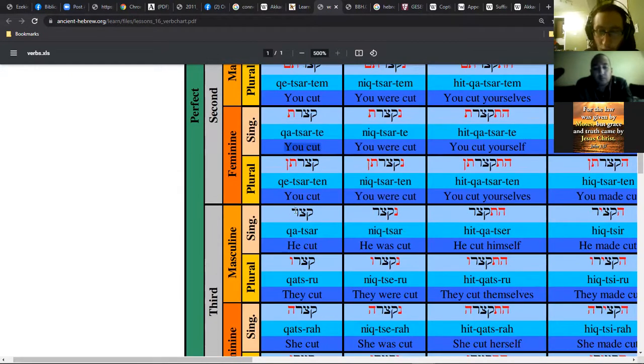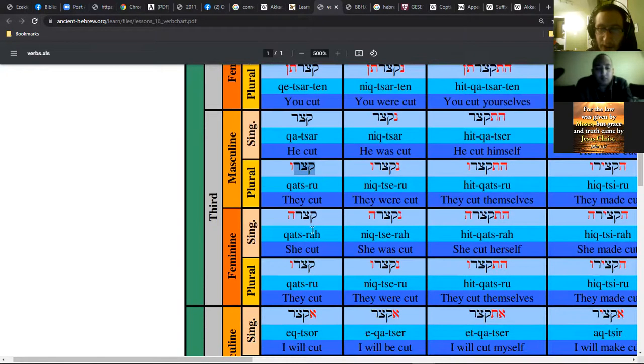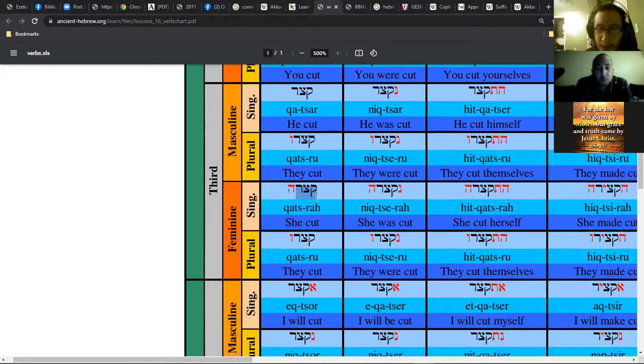No ending. So when there's no ending, context will tell you if it's a noun or a verb, because when there's no ending, it could be a masculine noun or a feminine, or a verb. The reason I said feminine by mistake is I was thinking ahead to something else. So ketsaru, they cut. They cut is the same in feminine as in masculine. Ketsara is cut she, or she cut.